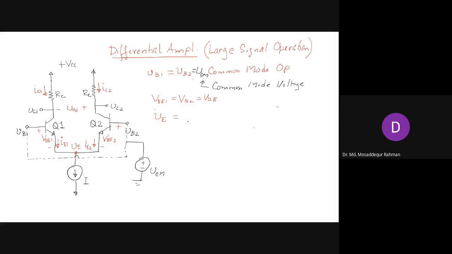So how much will this voltage at the emitter be? Yes, difficult question. Sir, zero. Why zero? It's not connected to ground, so that is not zero.